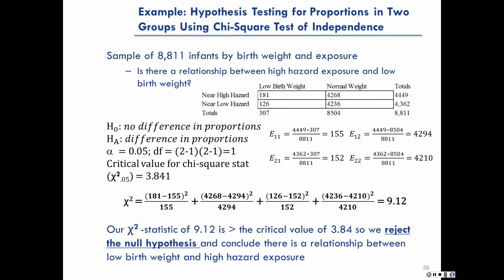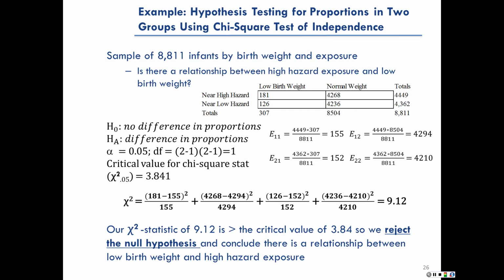And then for the row 2, column 1 expected value, we multiply 4,362, which is the row 2 sum, by the column 1 sum of 307, divided by the total n of 8,811 to get an expected value of 152. And then lastly, for the expected value of row 2, column 2, we multiply the sum of row 2 by the sum of column 2 and divide by the total n to get our expected value there.